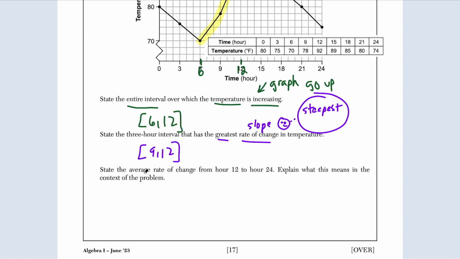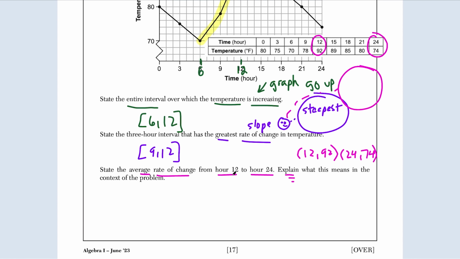So for the last part of the question, we're going to state the average rate of change from hour 12 to hour 24, and we're going to explain what it means in the context of the problem. So if we look here at the table from before, from hour 12 to hour 24 is corresponding to these points here. So I would write this out in point form. We have 12, 92, and we have 24, 74. And when we're finding the average rate of change, which I'll abbreviate like this, is the same thing as finding slope.